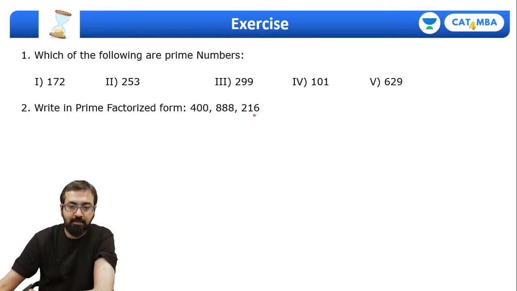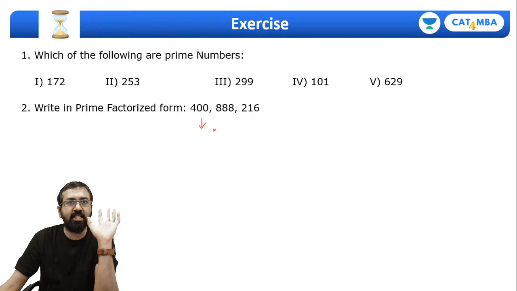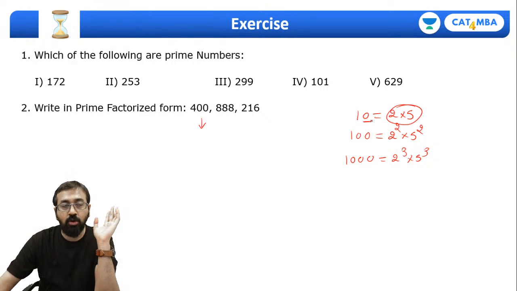Okay, so guys, what is the prime factorized form of 400? Now here there is an important point. You are going to use it extensively in the CAT exam. So remember this point. 10 is 2 into 5. 100 is 2 square 5 square. 1000 means 2 cube 5 cube. So please understand, a pair of 2 and 5 produces a 0 at the end of the number. Two pairs of 2 and 5 produce two 0s at the end of the number.